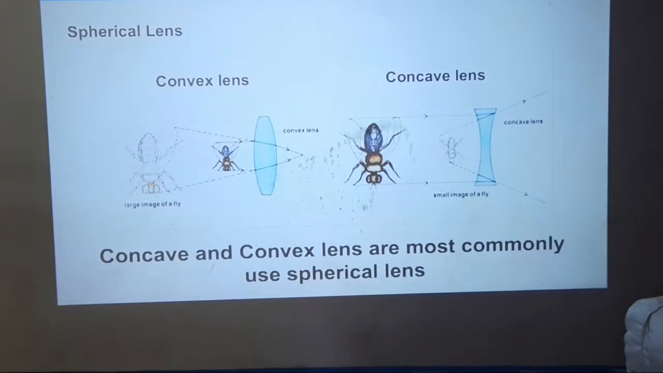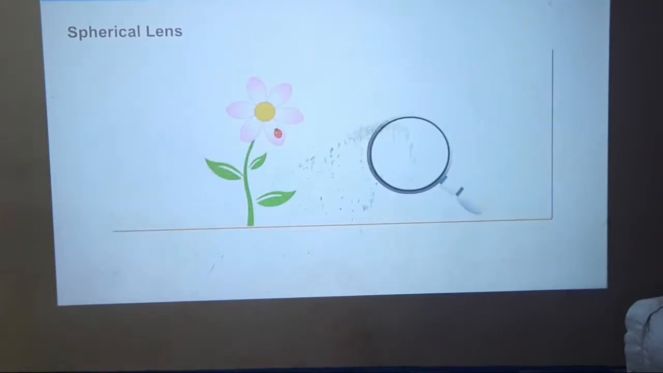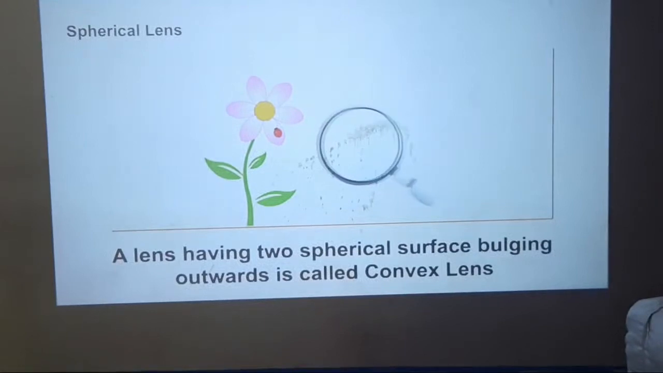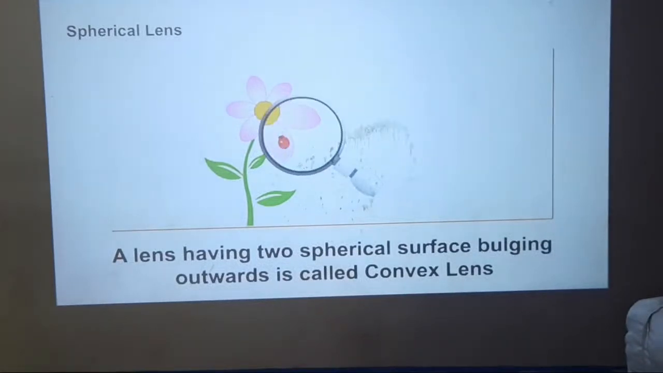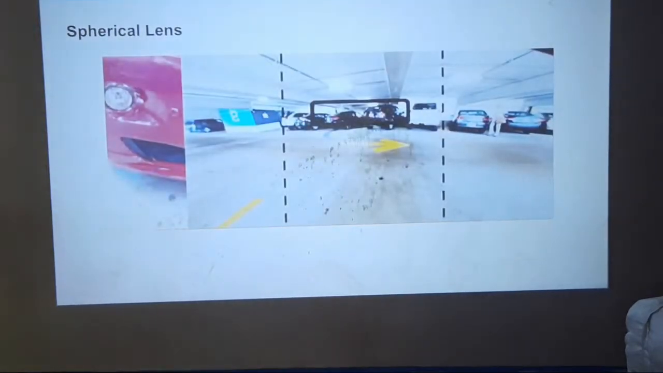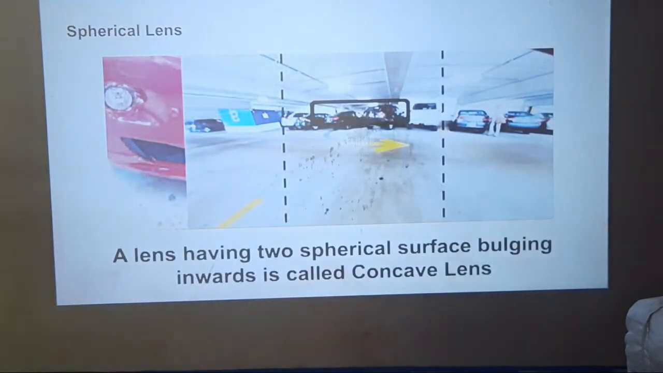Convex lens is the most commonly used lens in our day-to-day life. Convex lens. A lens having two spherical surfaces bulging outwards is called convex lens. It is also known as biconvex lens because of two spherical surfaces bulging outwards. Concave lens. A lens having two spherical surfaces bulging inwards is called concave lens. It is also known as biconcave lens because of two spherical surfaces bulging inwards.